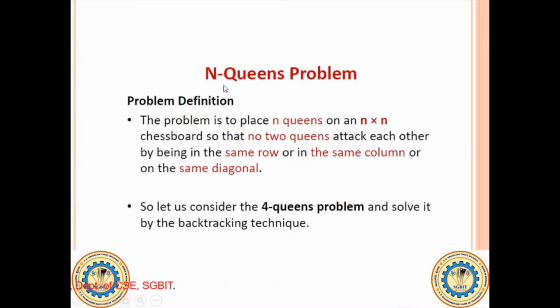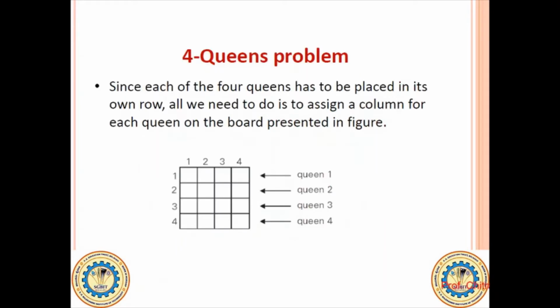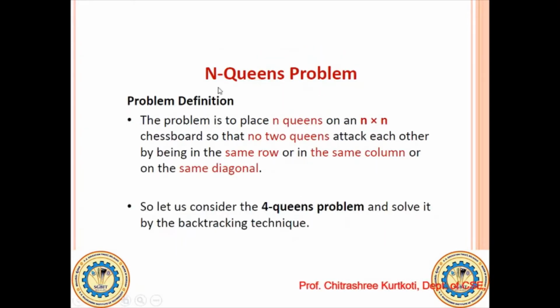Yes, so here we are going to see the example problem which we are going to solve by making use of the backtracking technique. That is the n-queens problem. So let us see what this n-queens problem means. The problem is to place n queens on an n cross n chessboard so that no two queens attack each other by being in the same row, or in the same column, or on the same diagonal.